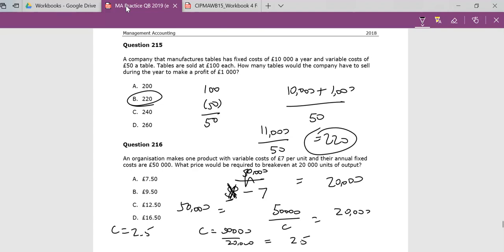I know the selling price minus variable cost is equal to contribution, and I know that selling price minus variable costs is equal to 2.5. I know the variable cost is 7, so therefore the selling price must be 7 plus 2.5, which gives us a lovely £9.50. So there we are, question 216. A number of ways you could have looked at this, but as long as you're aware of what it is you're doing, you're fine.